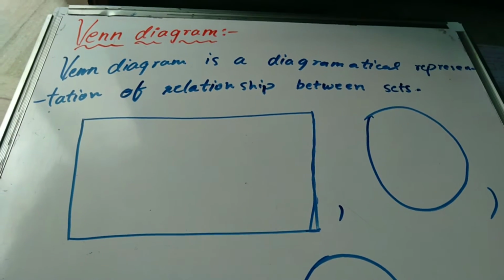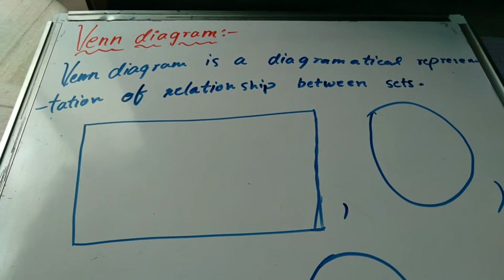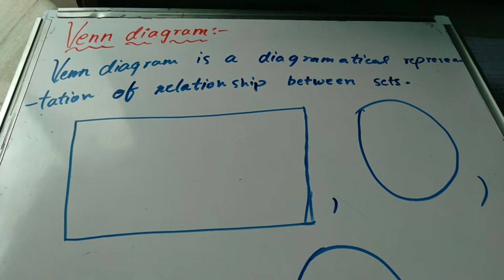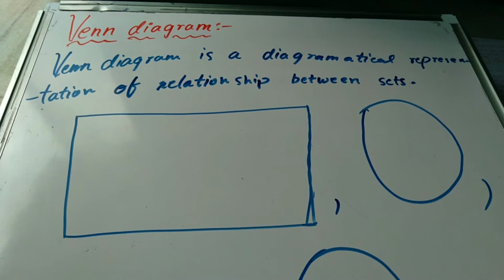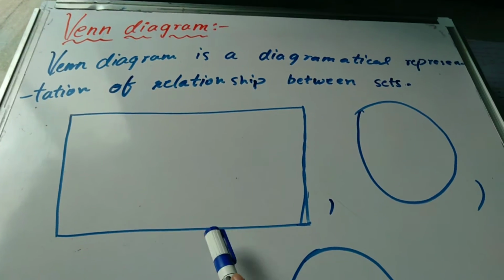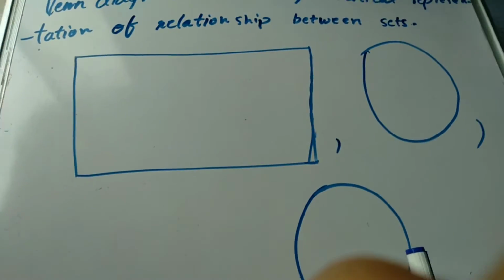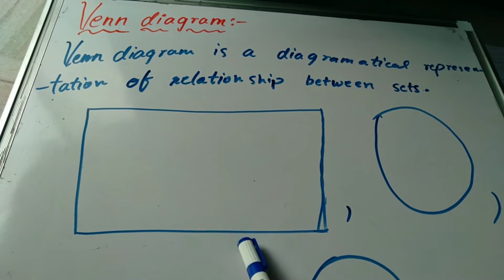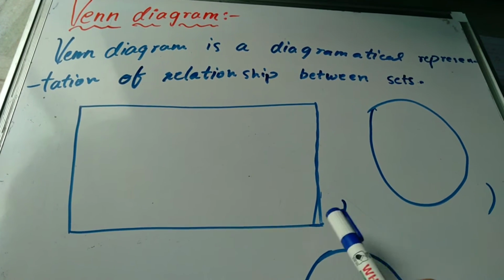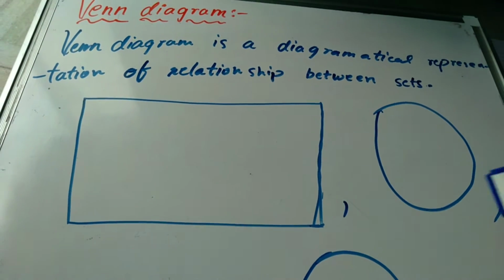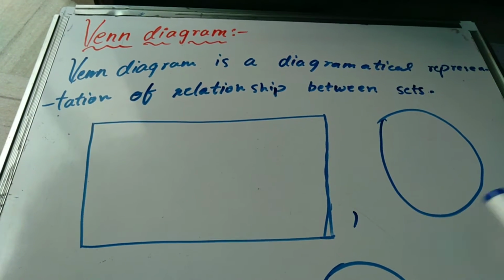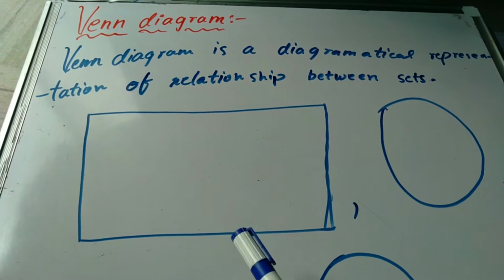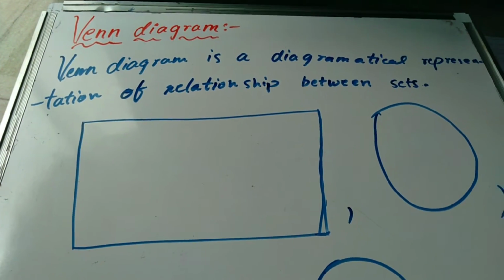Before moving to representing relationships with Venn diagrams, we'll come to know the actual definition of a Venn diagram. What is a Venn diagram? A Venn diagram is nothing but a diagrammatical representation using shapes such as rectangles, circles, or ovals. Sets are represented in diagrams so that it will be easier to understand sets and set relationships between two or more sets. Such diagrams are known as Venn diagrams.